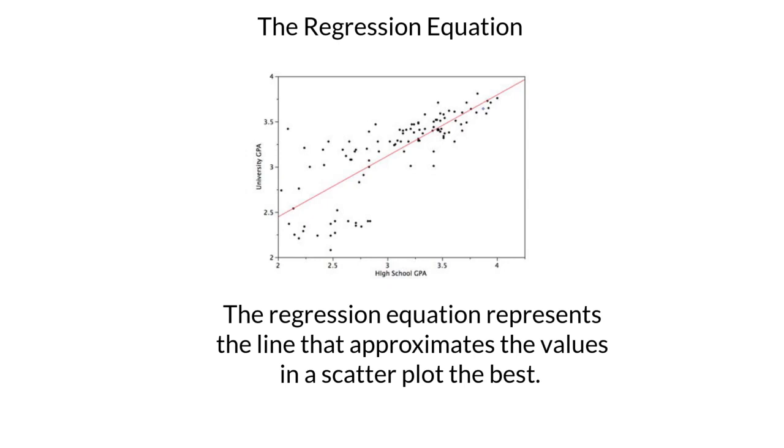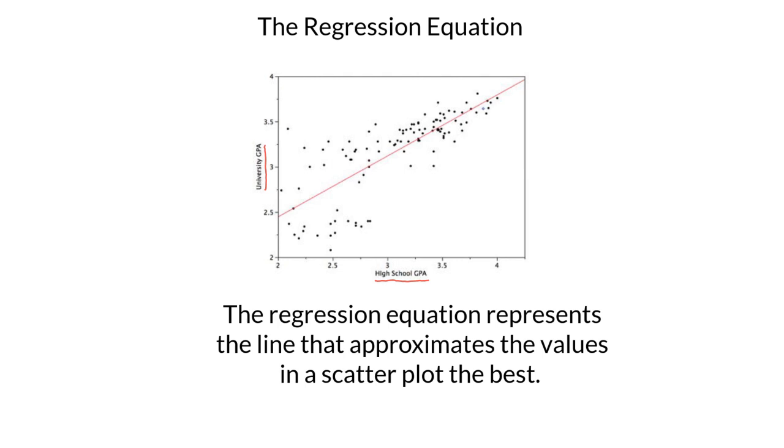Let's get into the specifics of the regression equation. The regression equation represents the line that approximates the values in a scatter plot the best. So in this picture, we have a scatter plot relating X data values, which represent a student's high school GPA, and Y data values, which represent their university GPA.